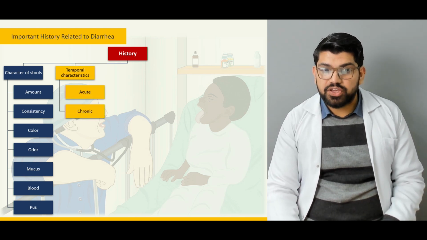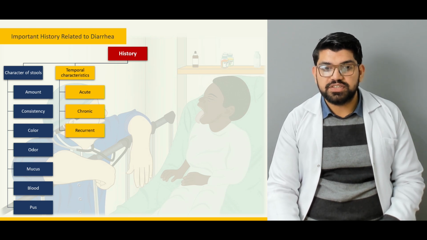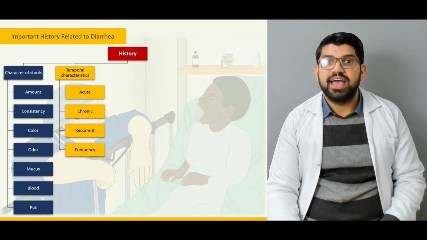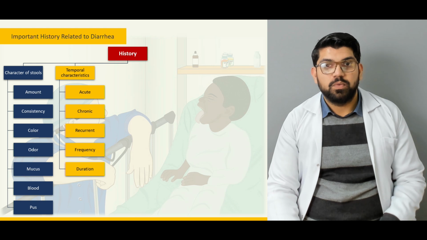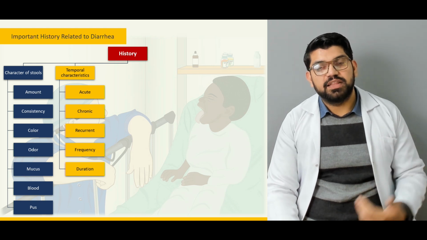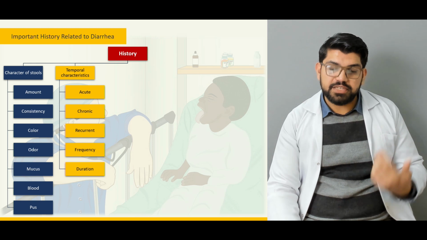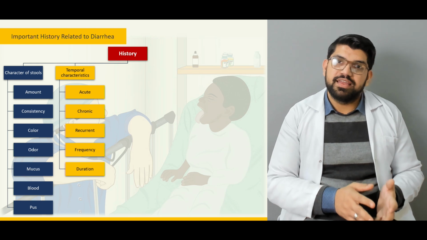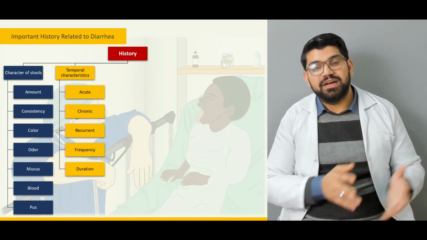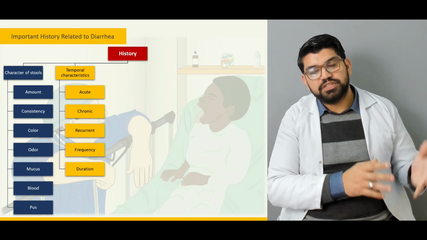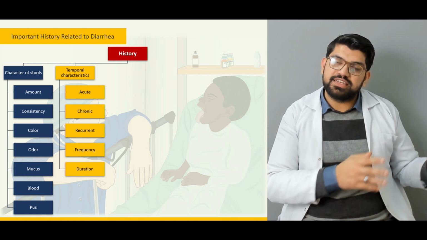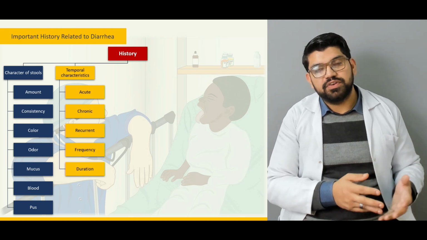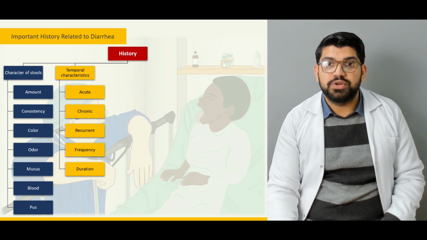Character: acute, less than 2 weeks; chronic, more than 2 weeks; recurrent, if it's occurring again and again, and how frequent is it? How long does it last? In patients especially with irritable bowel syndrome, there's a time period where the patient can present with diarrhea and at times can present with constipation. The patient can tell you that for a few days they tend to have constipation, and for other few days there might be diarrhea. So duration is important.